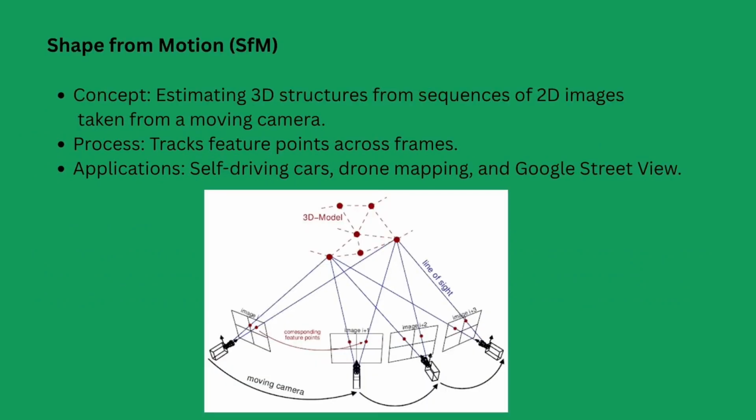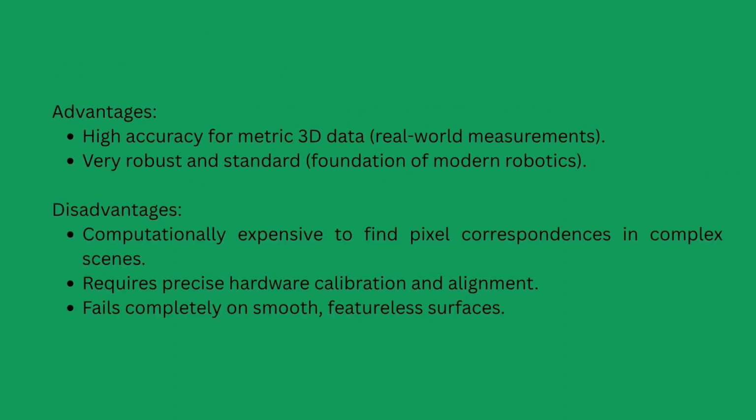Shape from motion is like stereo, but it uses one moving camera instead of two static ones. The advantage is cost. You can do this with a basic smartphone. It's also how we map entire cities using drones. The downside is scale ambiguity. The computer knows the shape, but it doesn't always know if it's a toy house or a real skyscraper. Plus, if anything in the scene moves while you are filming, it creates errors.